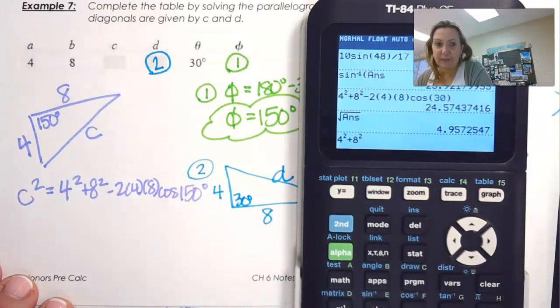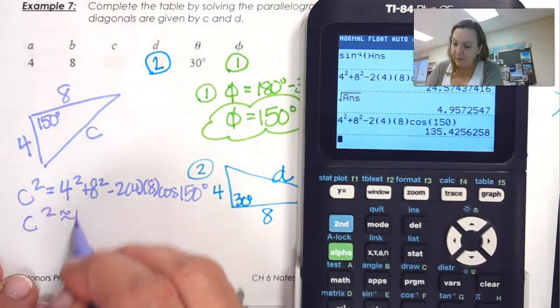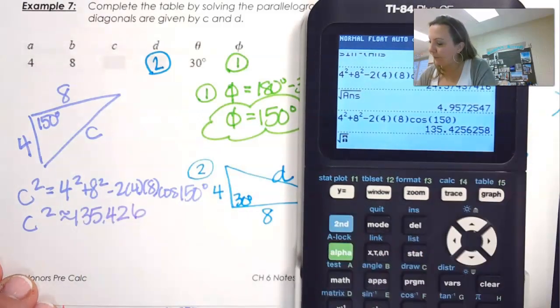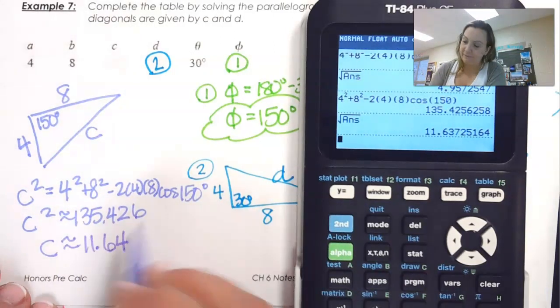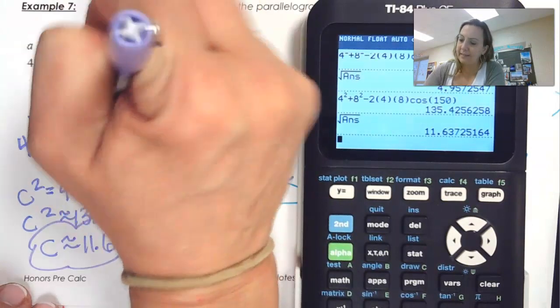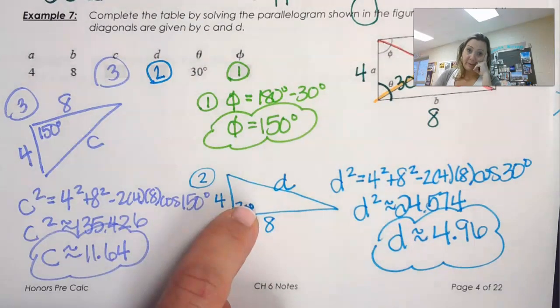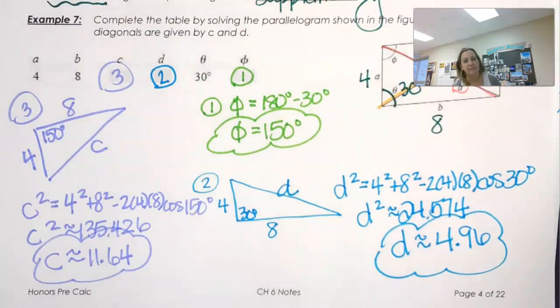And then I can just substitute this in. All right, and I see that C squared is about 135.426, and taking the square root of that answer, I get that C is about 11.64. Okay, so I did that third over here. And again, you could do them in any order, like you could have done what I did in number 2 before this. But in order for me to get side C, there's no way I could have done that without getting the phi value.